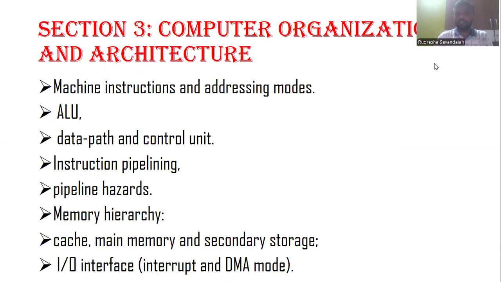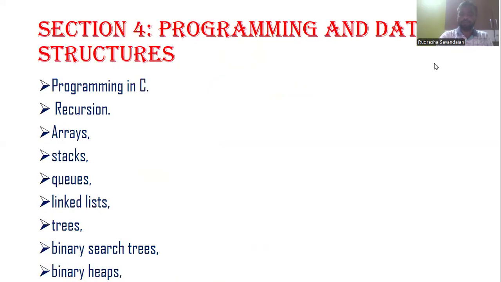Section 3, computer organization and architecture: machine instructions and addressing modes, ALU, arithmetic logic unit, data path and control unit, instruction pipelining, pipeline hazards, memory architecture, cache and main memory, secondary storage, input and output interface, interrupt and DMA mode.